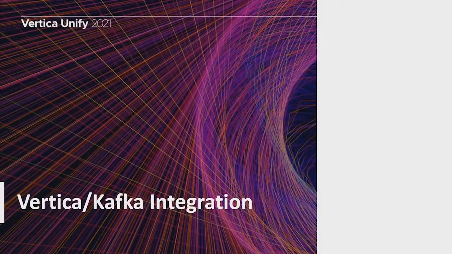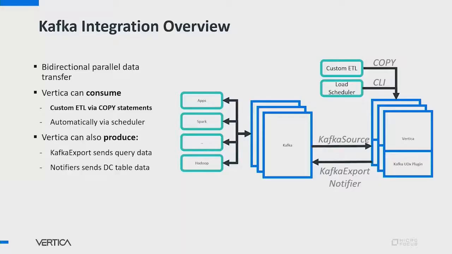Now, with this brief overview of Kafka, let's dive into Vertica and Kafka integration. Vertica provides a highly performant mechanism for consuming, storing, and analyzing streaming data. Vertica can also act as a producer, with data being sent to Kafka topics, which can then be consumed downstream by applications that can read data off the Kafka message bus.